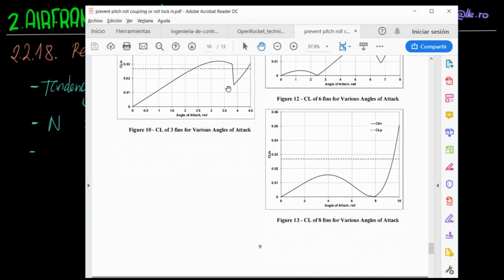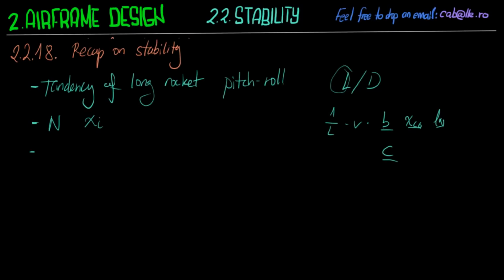So typically all sounding rockets have been 4 fins mostly, some of 3 fins. I haven't seen many sounding rockets that have more than 4 fins, but there are definitely a lot of missiles that have 8 fins.